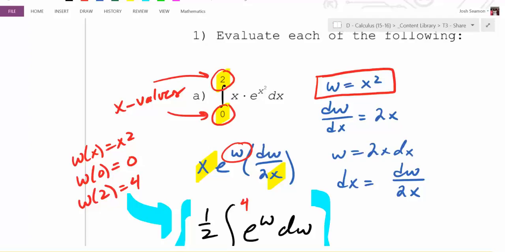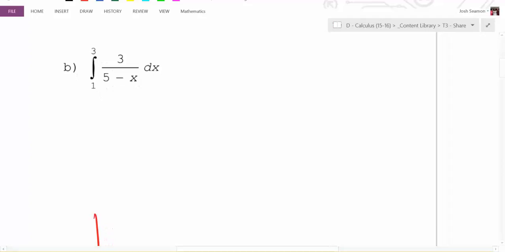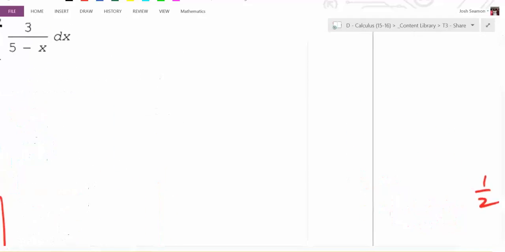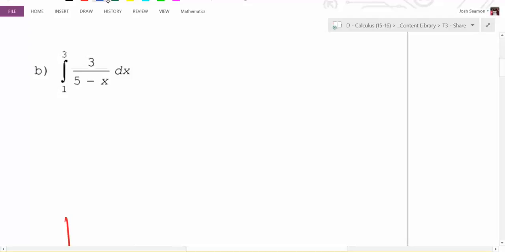A very common mistake is instead of doing 0 to 4, you did 0 to what? 2. If you did 0 to 2 and just integrated, is it correct? No, it's not. So let's do it that way on this one right here. What do we think w should be on this one? And I'm going to leave it right there. What do you think w should be here, everybody?